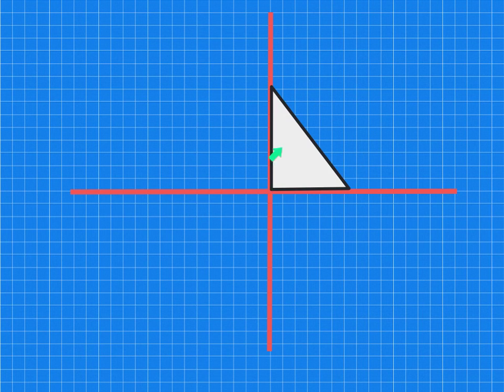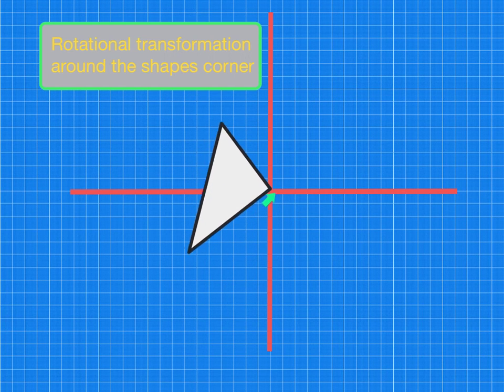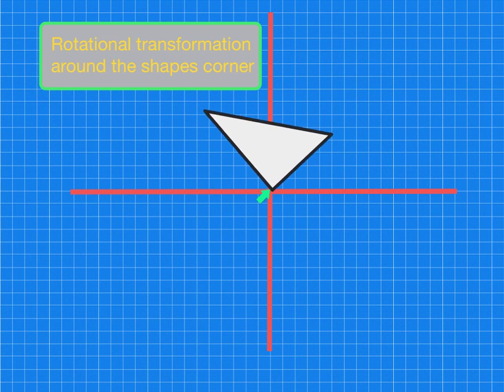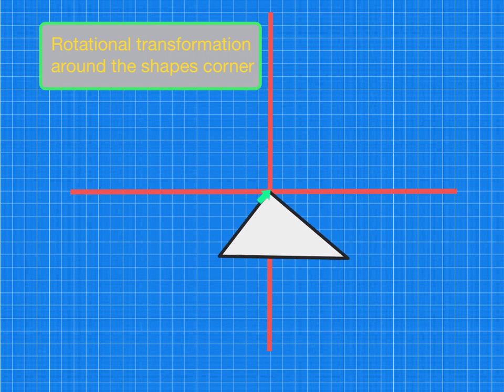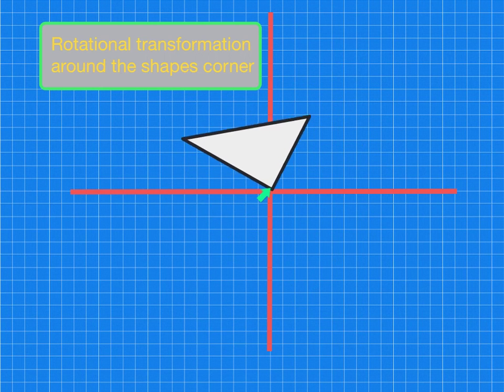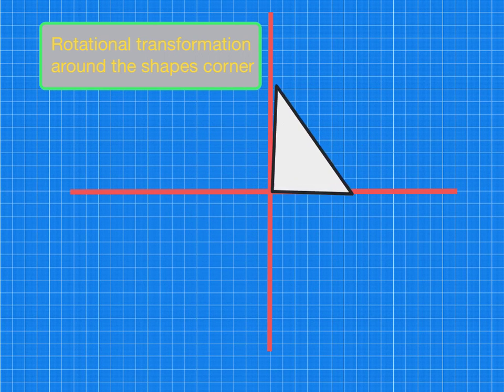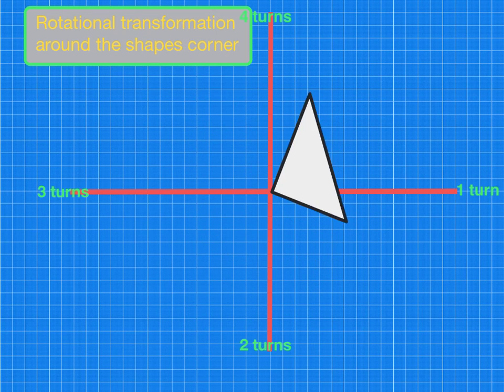Imagine I'm rotating it from this corner, so you've put a pin in there, so nothing else can move. Sorry, nothing can move on that corner, but everything else can move around it. Let's have a look at what that looks like. Here we are. So that corner is fixed, and we've got rotational transformation around that corner. See how it's moving?